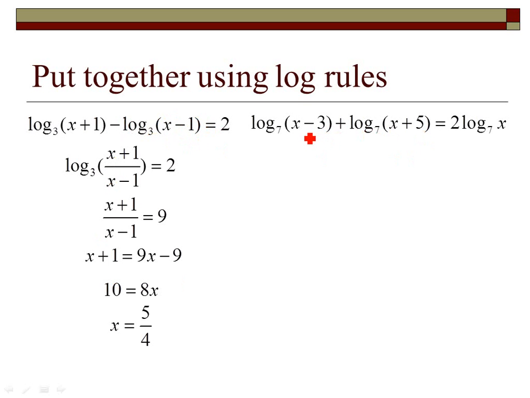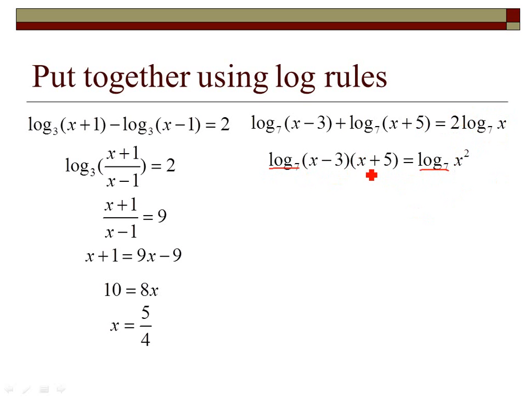Okay, so let's take a look at this one. So again, I'm using my log rules. This time we have addition, so it's going to be log base 7 of x minus 3 times x plus 5. I've got log base 7 over here. I can take the 2 and move it up. Now when I get one log equaling another log of the same base, I can drop the logs and just look at what's left over.